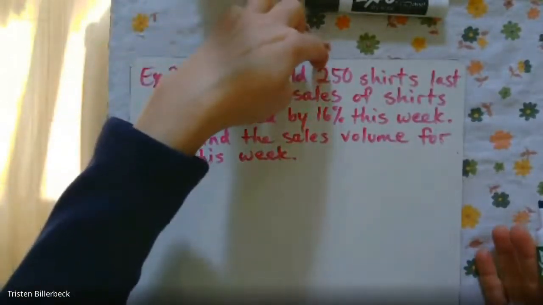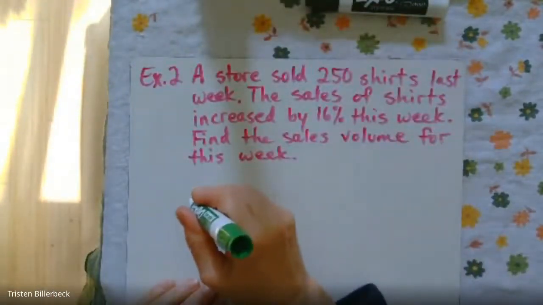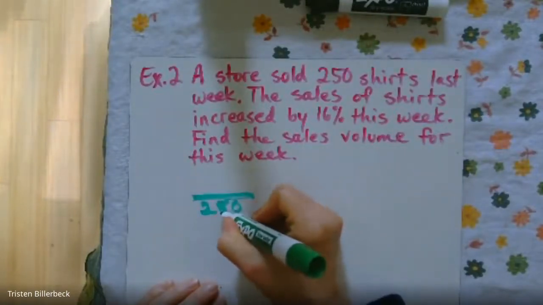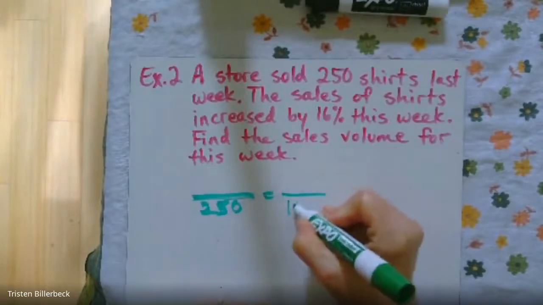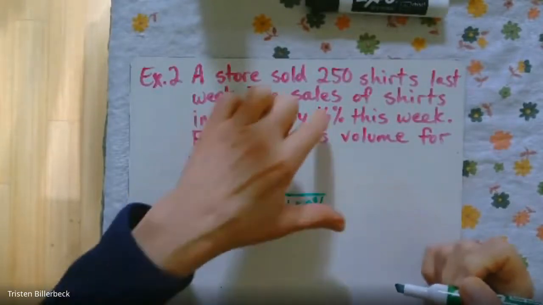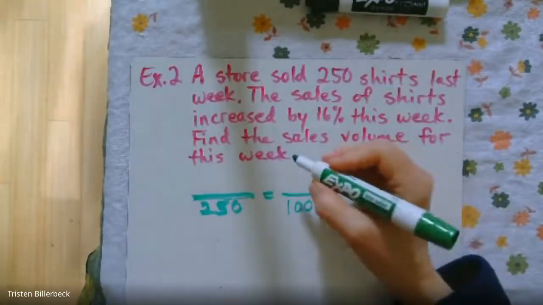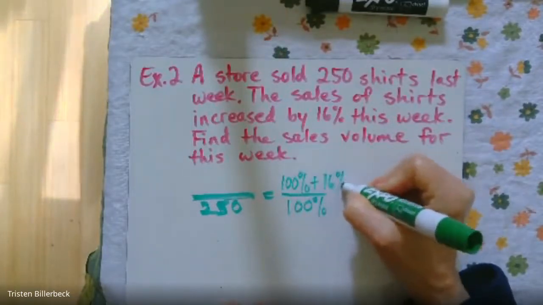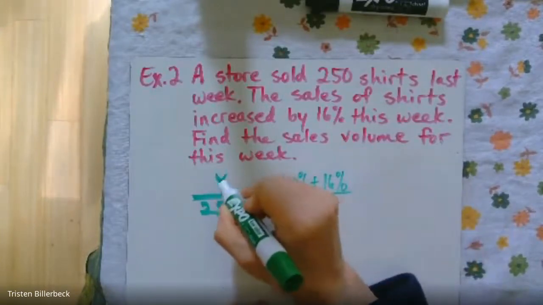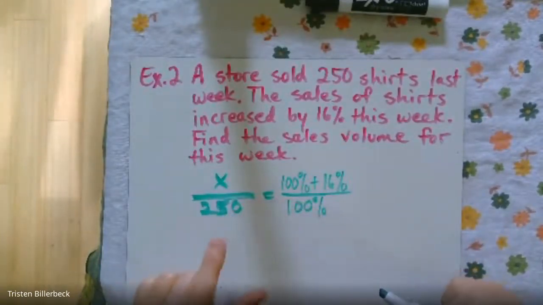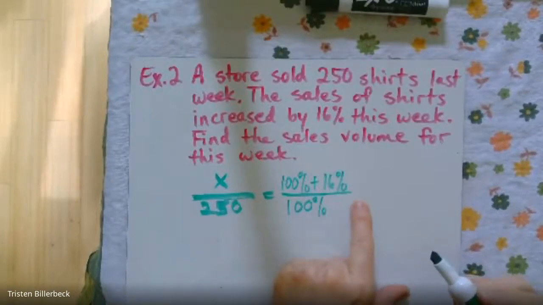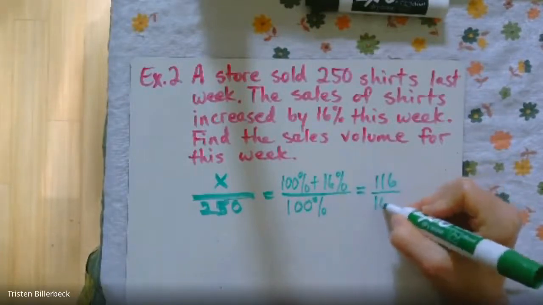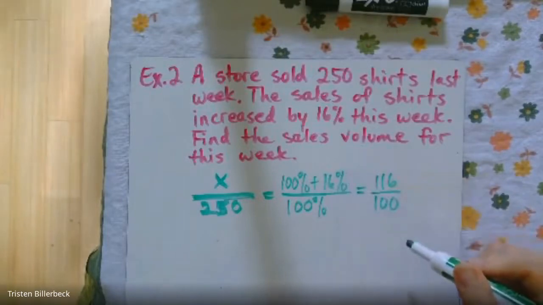So it sold 250 shirts last week. So one thing we know is when we set this up, the 250 is going right here. And that's going to relate to 100%. Now we have increase by 16%, so that's 100% plus 16%. And we don't know what this value is, but that's going to be the total amount of shirts sold with a 16% increase. So this just equals 116 over 100. The percents cancel because they're top and bottom.